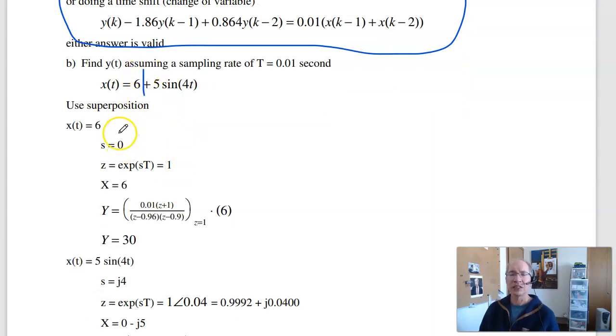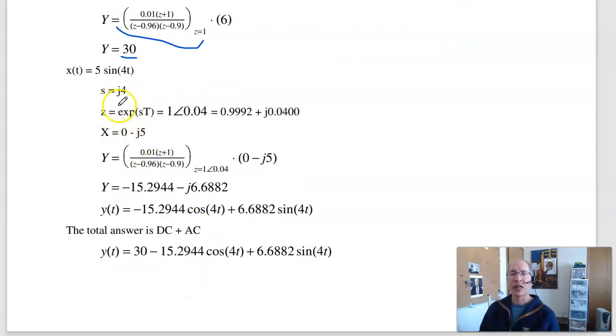The DC term, s equals 0, z is e to the st, or 1. Here's the gain everywhere. What's the gain of DC? In the S-plane, I plug in s equals 0. In the Z-plane, I plug in z equals 1. Times the input, I get a number. When the input is sine 4t, s is j4, z is e to the st.